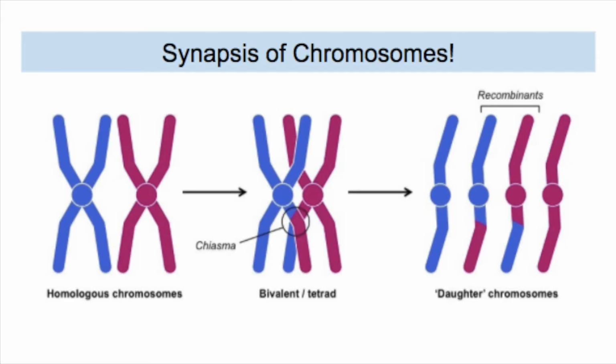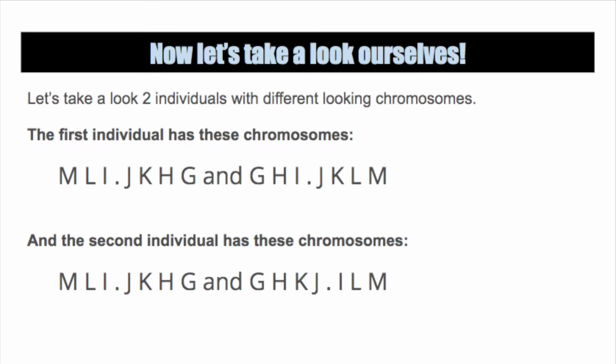Today we're going to be talking about the synapsis of chromosomes. The synapsis of chromosomes is when two homologous chromosomes pair up in meiosis prophase 1 and cross over genetic information, which results in genetic variation. We can take a closer look at the synapsis of chromosomes in individuals.